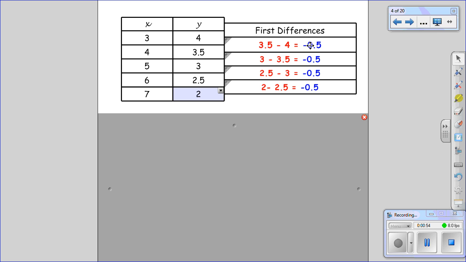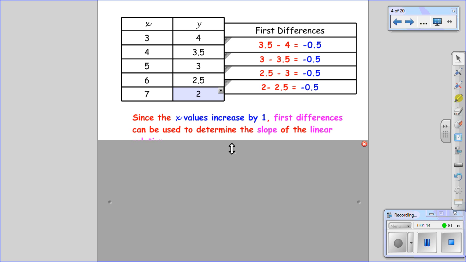Keeping in mind that the order that we subtract for first differences is very significant. It has to be the last y value, subtract the one before it, and so on. Because that sign that we get for the first differences is important. When it is the slope, it indicates the direction of the line. So right now, we know that the slope is negative 0.5, and we were asked to find the y-intercept.